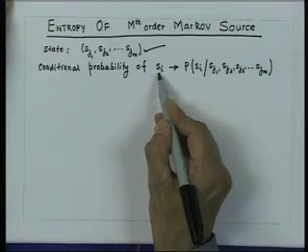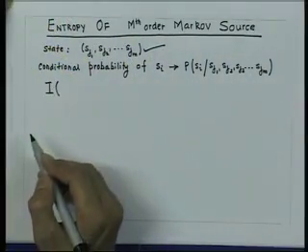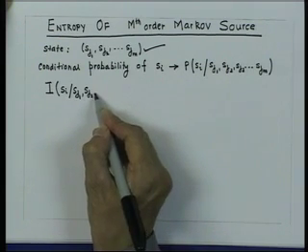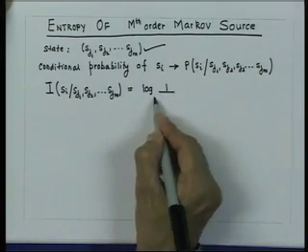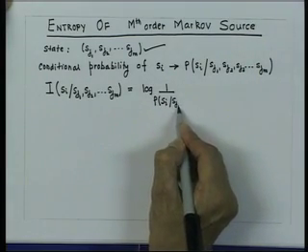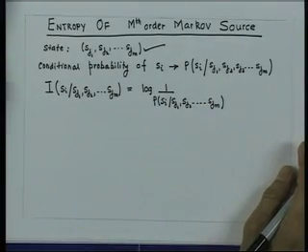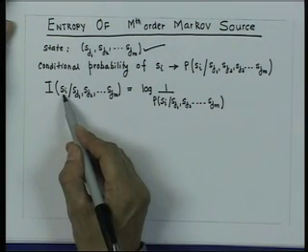So, when I receive a particular symbol Si given I was in this state, then the amount of uncertainty resolved, or the amount of information which I gain on the occurrence of Si in this state, will be given by I of Si given Sj1, Sj2 up to Sjm. This denotes the self information, which is nothing but, by definition as seen earlier, log of 1 by the probability of Si given Sj1, Sj2, up to Sjm. So, this is the amount of information which I get on occurrence of a particular symbol Si.